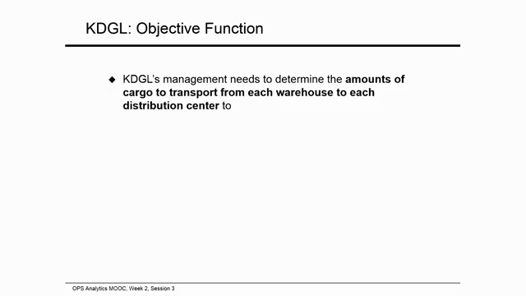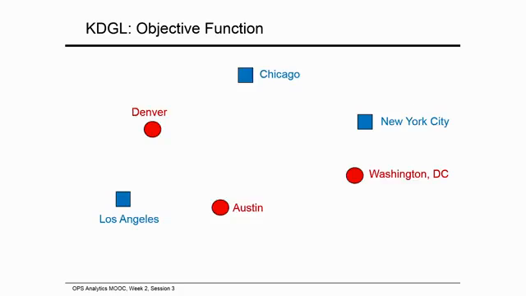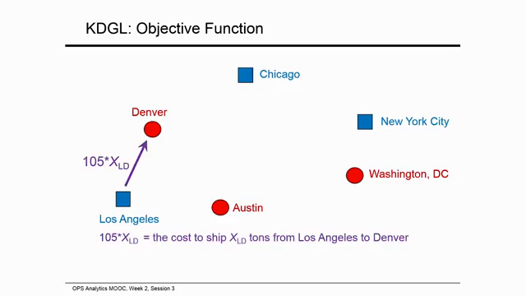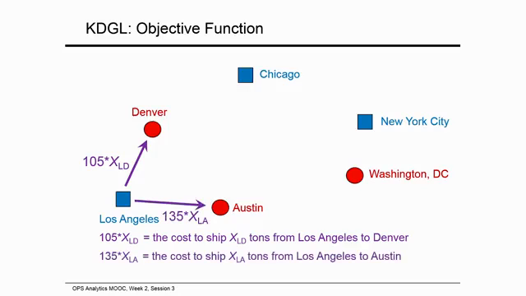Keystone tries to select the decision variable values to make the total shipping cost as small as possible. So if I try to ship XLD tons from Los Angeles to Denver, what are the cost implications of such a decision? Okay, I ship from Los Angeles to Denver, and it'll cost me $105 per ton. So shipping XLD tons from Los Angeles to Denver creates a cost contribution of 105 times XLD. And shipping XLA tons from Los Angeles to Austin creates a cost contribution of 135 times XLA.